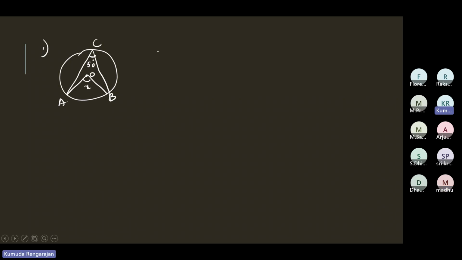I'm not stating the theorem and telling you what it is. I'll just give you some situations. So by answering these situations, we'll recall the theorems from 9th standard. What is the answer to this? X is equal to 100 degrees. Very good. X is equal to 100 degrees. It's double.